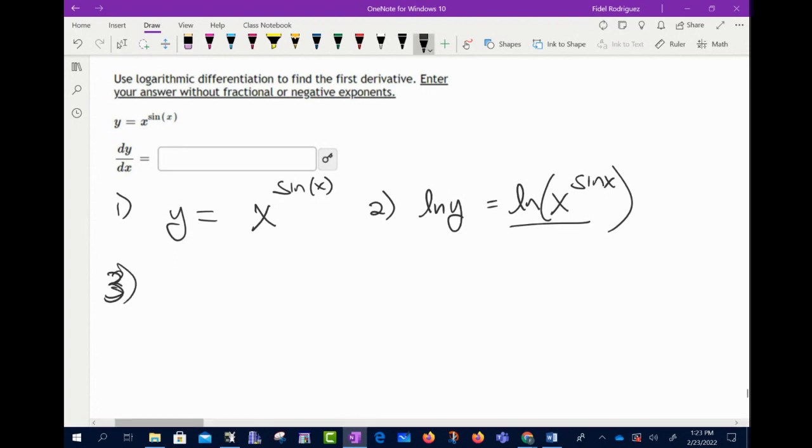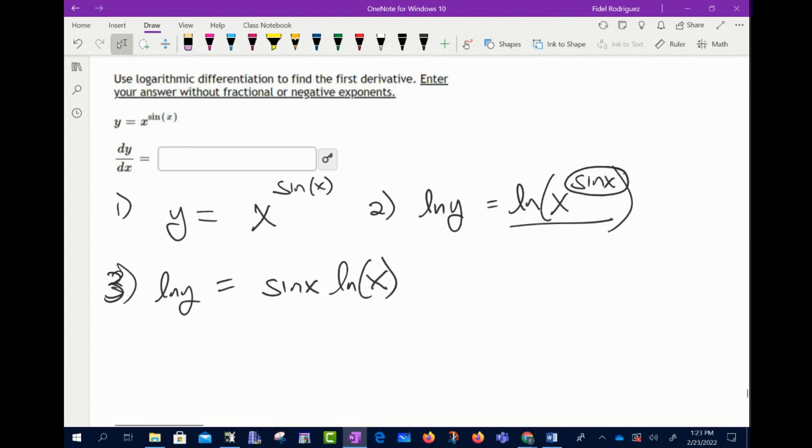Okay, step number 3, we're going to expand this piece a little bit. Look, y'all, isn't that a power right there? So remember what happens to our powers? They drop down to the front. And so we just have sine x times the natural log of x. All right. Step number 4. Now we can start taking our derivatives.